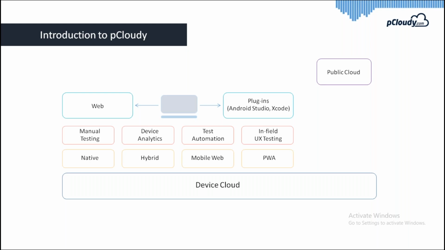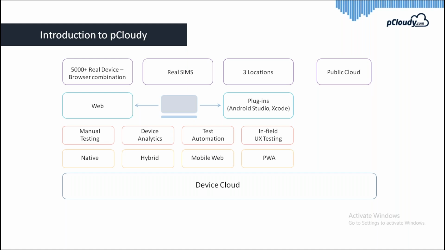So there are three primary offerings which we have. The first and foremost is about public cloud, where we have access to 5,000 plus real device and browser combinations. So basically, we have real physical devices and different browsers on top of that. So you can have 5,000 plus combinations available there. We also have devices with the real SIM on those devices. And there are three different locations where our data centers are located. We have data centers in India, US, and Australia.